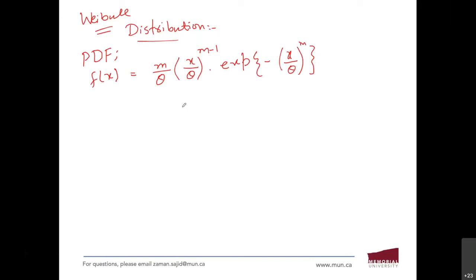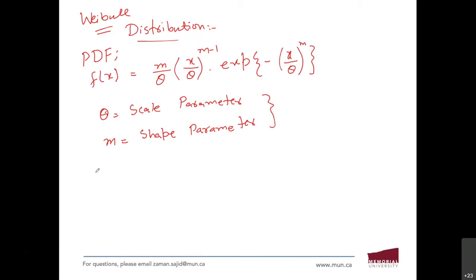Now, in this distribution, we have two parameters that you need to find out. First is the theta here. This is what we call the scale parameter. The second parameter is your m. M is what we call the shape parameter. This defines the shape of your Weibull distribution. So these are the two parameters that we need to have for this distribution.